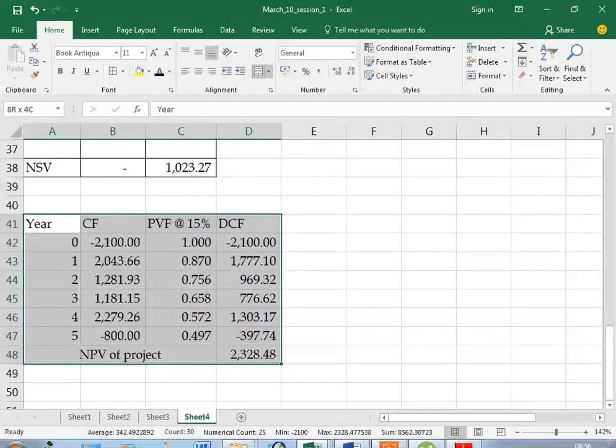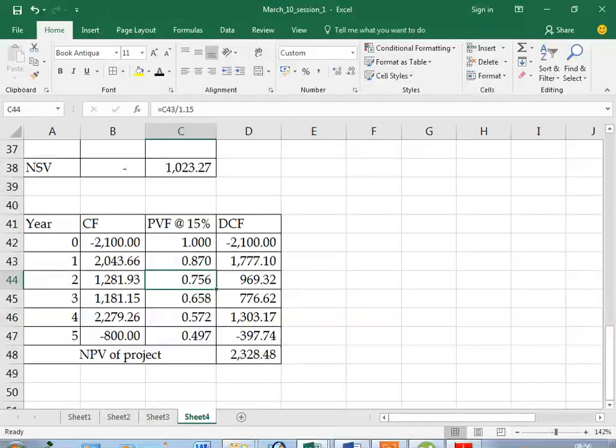Calculate the cash flows and then verify here. Let me know in case there's a doubt anywhere.